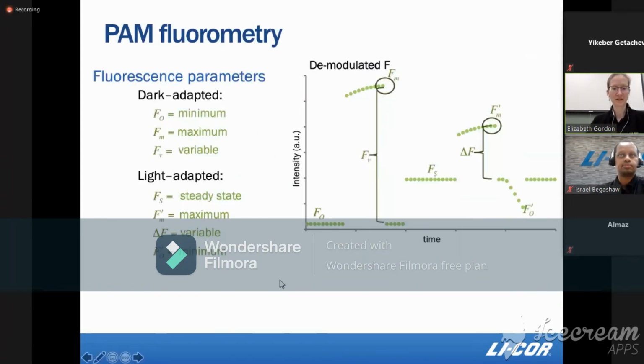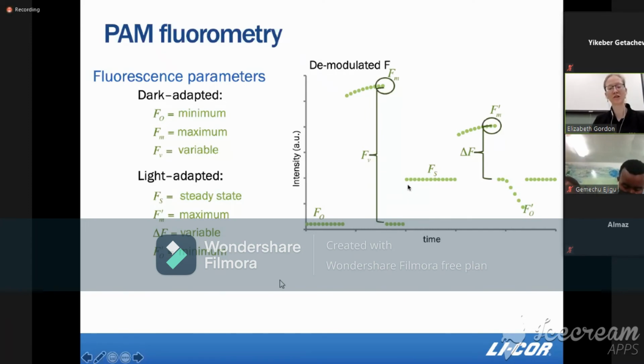So here's some fluorescence parameters that you'll often see. As we start things going, then we just have F0, and this is just housekeeping fluorescence, just how things are going. We give a saturating flash in the dark, that gives us FM or maximum fluorescence. The difference between F0 and FM is called FV. And then we go back to our F0.